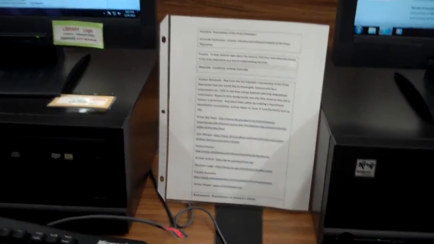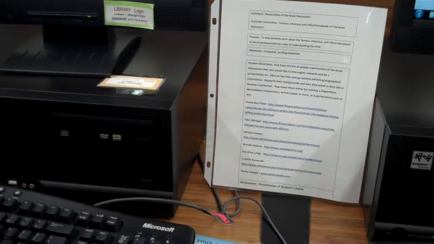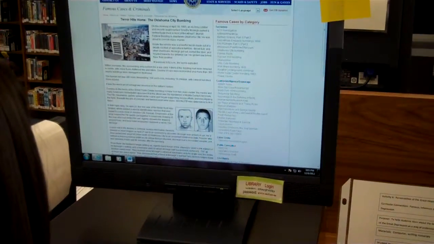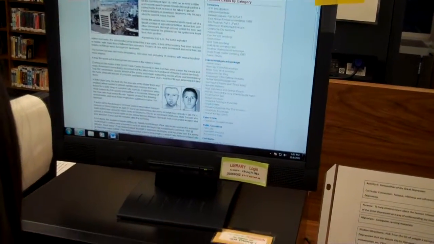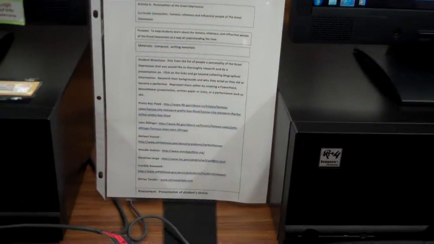I am sorry. Okay, this one is personalities of the Great Depression. They're going to study famous and influential people of the Great Depression. They're going to learn about famous, infamous, and influential people as a way of understanding the time in the 1930s. So from their directions here, they're going to pick a list of people that are famous in the Great Depression. There's links that I have provided on the directions here.